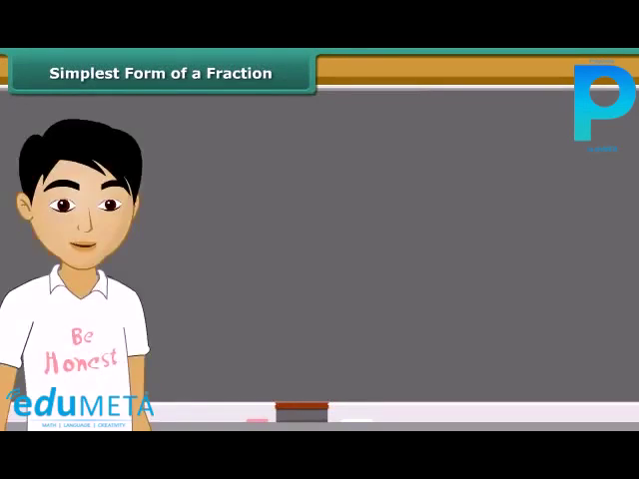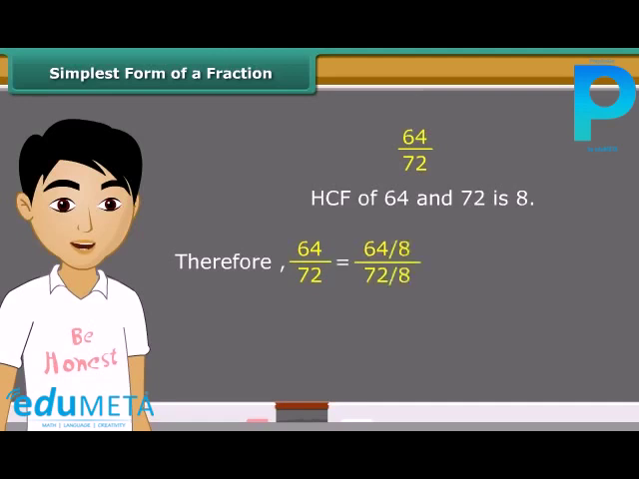Students, the second method to find the equivalent fraction in the simplest form is to find the HCF of the numerator and denominator and then divide both of them by the HCF. Consider fraction 64/72. The HCF of 64 and 72 is 8. We get a new fraction 8/9 on dividing the numerator and denominator both by HCF.